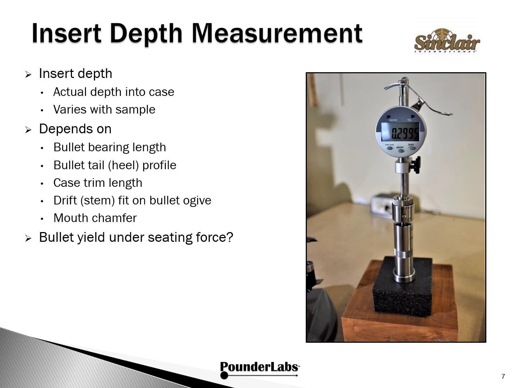Here's the Wilson die loaded and ready to go on the insert depth measurement stand. We're actually going to measure the depth that's going to be inserted into the case, but this varies with each sample. The reason for this: it depends on the bullet bearing length, the bullet tail profile, the heel, the exact case trim length, how the drift stem profile fits into the bullet ogive, and also the mouth chamfer. We also need to be careful to monitor whether or not the bullet actually yields under the seating force.